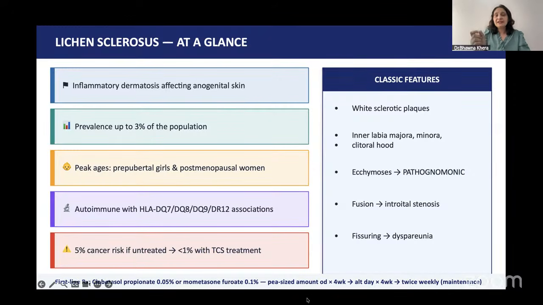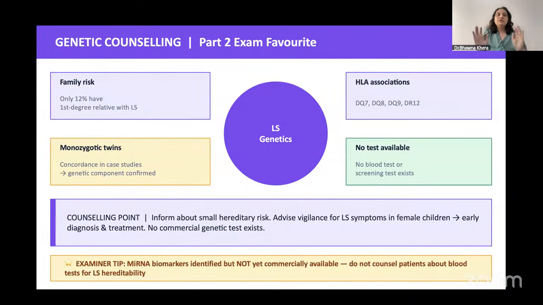What is the maintenance regime? A pea-sized amount you have to take, and once a day you have to apply for the next 4 weeks. After that, for the next 4 weeks, this once a day goes on to alternate days, and then it is a twice weekly maintenance regime. So this is how the 3 months course is there. And for your part 3 students, we all know that one tube should last for 3 months.